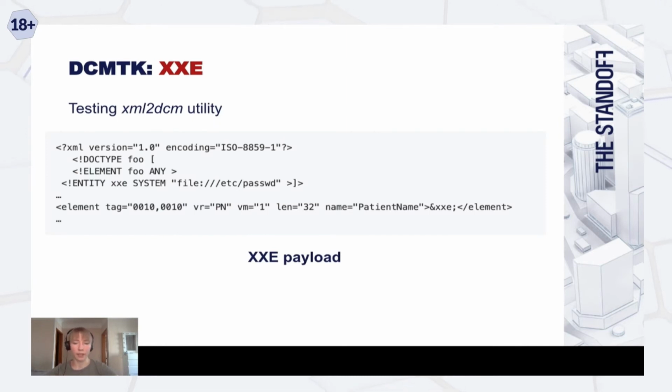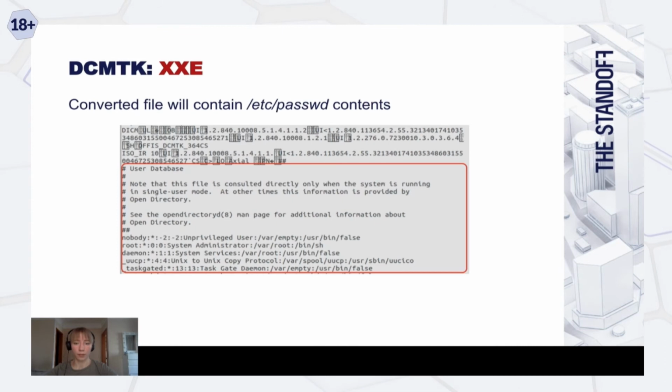With XML, there was this idea just to try the simplest payload, an XXE payload, just to check the vulnerability for XXE. We create an entity and we point to this entity in the patient name, for example. So after the conversion, the converted file will contain /etc/passwd.